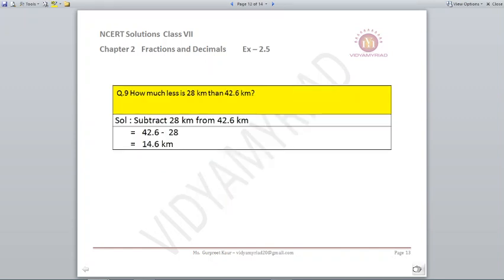Question number 9. How much less is 28 kilometers than 42.6 kilometers? Simply we want to know what is the difference between both of them. Simply subtract 42.6 minus 28. The answer comes to 14.6.